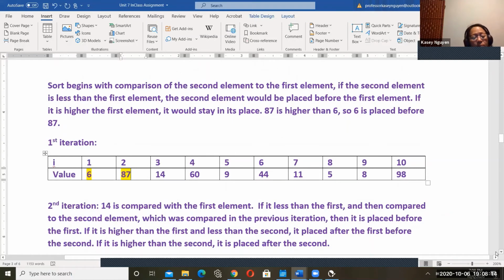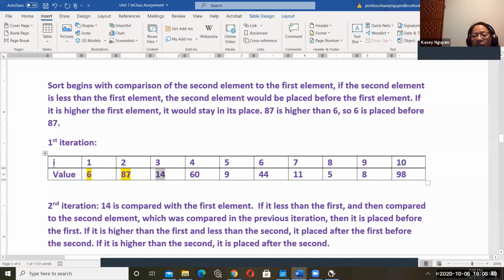Okay, so I put that if it is higher than the first and less than the second, it is placed after the first and before the second. If it is higher than the second, it is placed after the second. So with 14, we know that it is higher than 6 and less than 87, so it needs to go here, right? So what we do is we first compare. We say, is 14 less than 87, right?